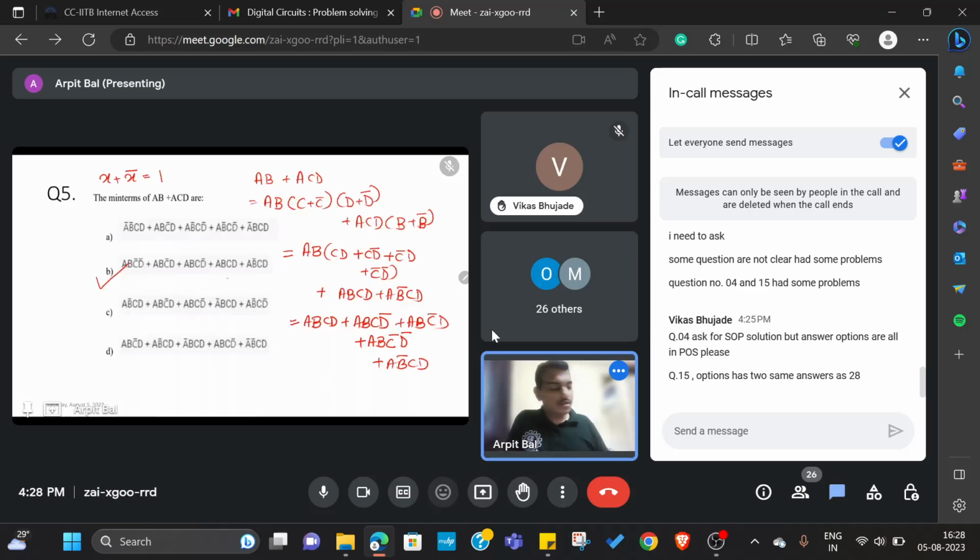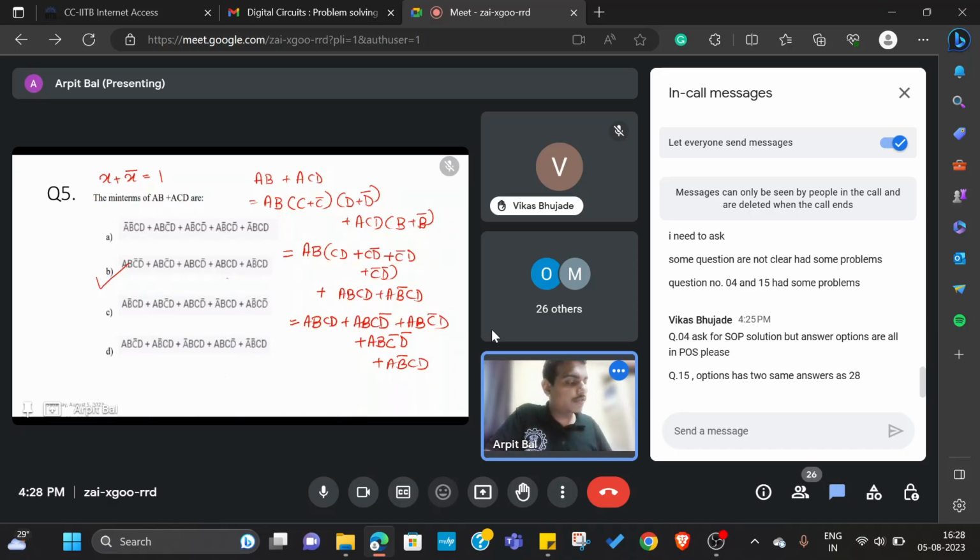Yeah. So then question number 5. Question number 5 was related to Boolean algebra. Here we just needed to find out what are the minterms of AB plus ACD, and what we try to do is put it in a canonical form. For putting it in canonical form, whatever variable is missing, we multiply it using this property, x plus x bar is equal to 1.